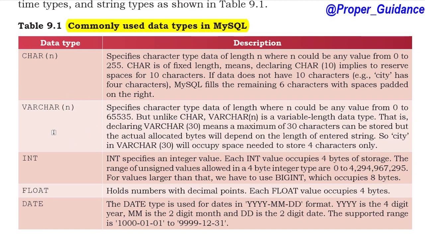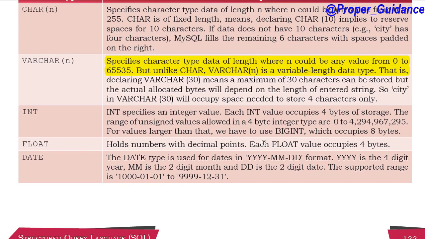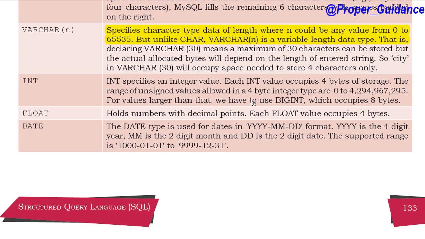CHAR is for character types. VARCHAR(n) specifies character type data of length n, where n could be any value from 0 to 65535. But unlike CHAR, VARCHAR(n) is a variable length data type, that is, declaring VARCHAR(30) means a maximum of 30 characters can be stored, but the actual allotted bytes will depend on the length of the entered string. So, 'city' in VARCHAR(30) will occupy space needed to store 4 characters only. This is VARCHAR.